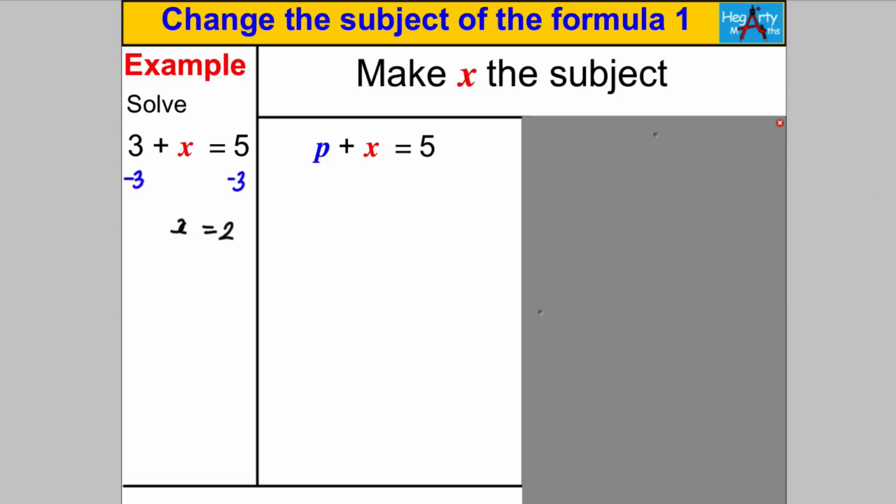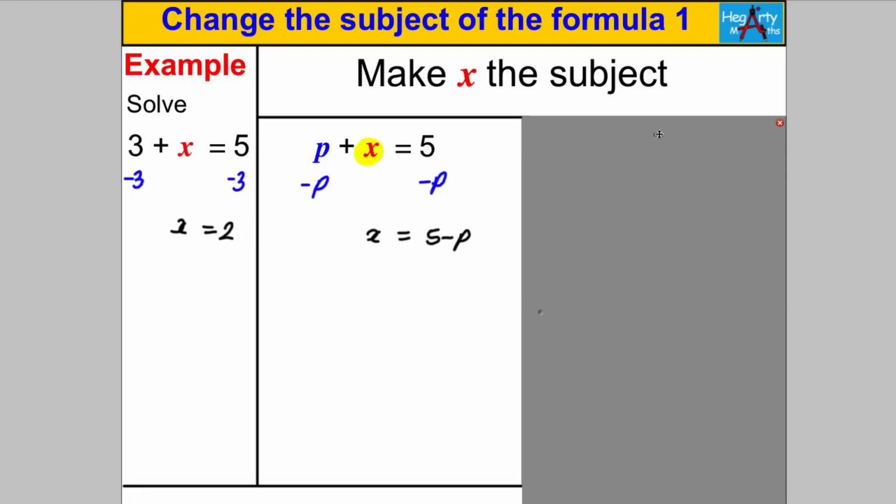But it's the same process that we're going to do. We want, in the end, to make x the subject, we want x equals something. So we need to, what we call, isolate x. So how are we going to remove that positive p? Well, we're going to subtract p from both sides, and we get x is therefore 5 subtract p. Hey presto, x is the subject of the formula.